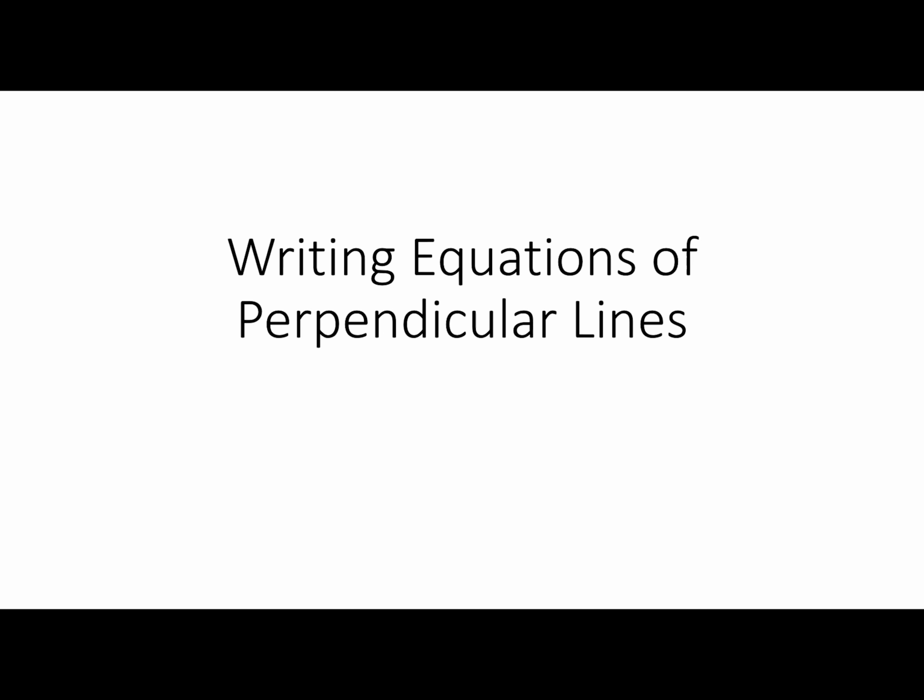Writing equations of perpendicular lines. So we are going to write the equation of a perpendicular line given the equation of one line and the point it passes through. Also, when we are given two sets of points, we'll use point slope form and slope intercept form to write the equations, and we will also use a graph.